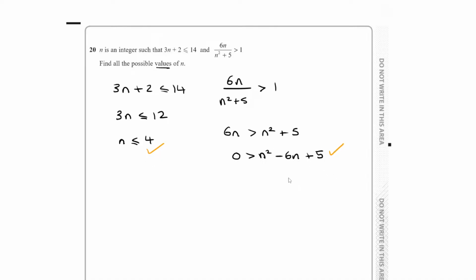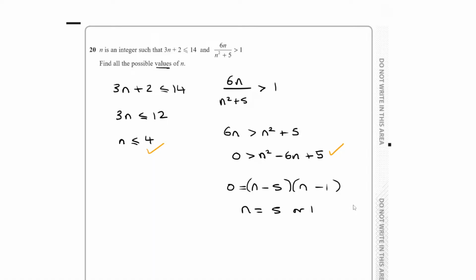You can solve it however you want. I would tend towards factorizing. This is probably the point where I just make it equal to 0 and don't worry about the symbol. We'll put the symbol back in at the end. This one's quite nice. You've got two negatives. 5 is a prime number, so -1 and -5. And then solve it, so n is 5 or 1.